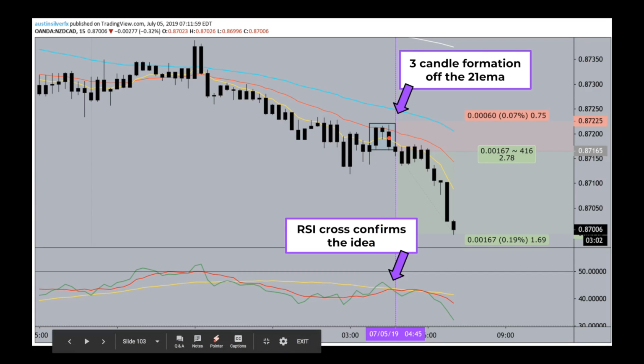Here, another example, a 3-candle formation off the 21 EMA. RSI coming down through the liquid 50, down through the trend line. EMA says sell, TDI says sell. You know that by now. This is clearly short biased.